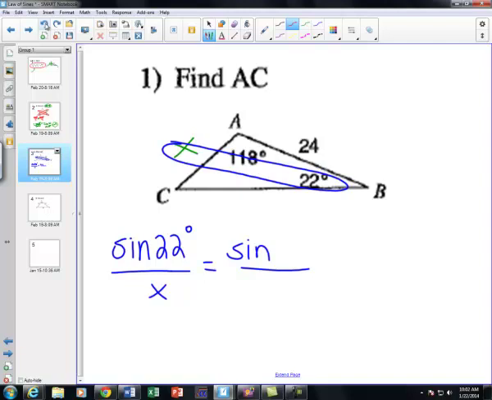So in your head you should be thinking, what can I do in this problem? What, at the very least, could I find? And the answer is you can find angle C. If you know two angles in a triangle, you know those always add up to 180 degrees. So if you take 180 and subtract off the 118 and the 22, that means angle C is 40 degrees. And now you can use this other set here for your law of sines. So sine of 40 degrees over 24, and now we've got our proportion.